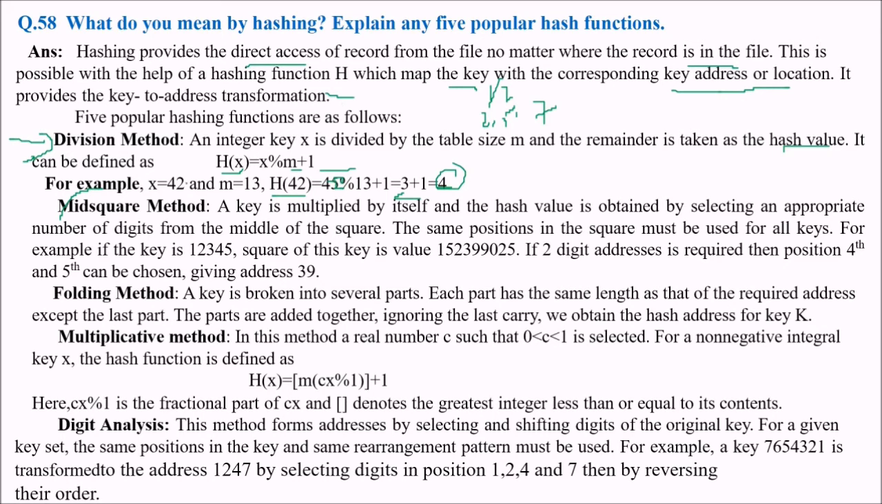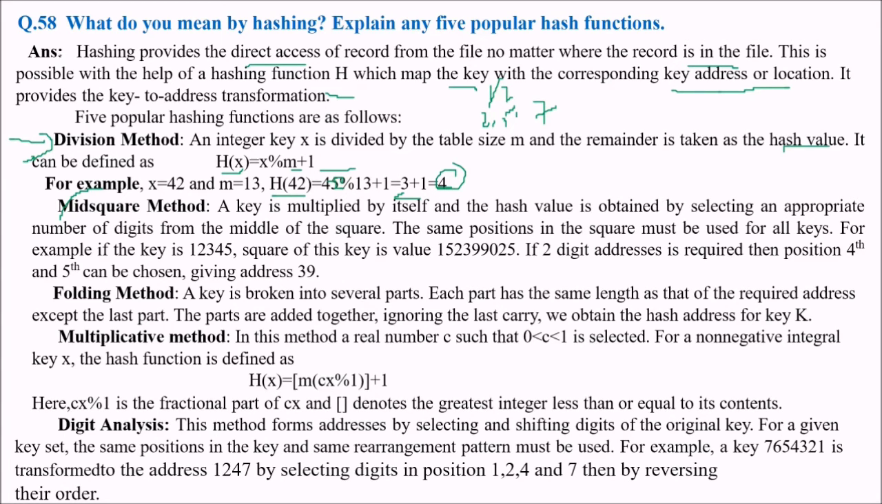Let us take one more hashing function, that is mid square method. In this, what we do, a key is multiplied by itself. A key will be multiplied by itself, and the hash value is obtained by selecting an appropriate number of digits from the middle of the square. The certain positions in the square must be used for all keys.